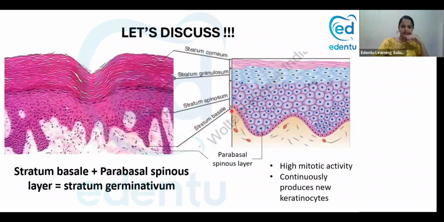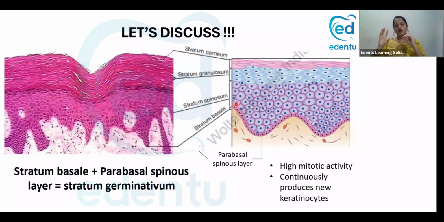So these basal layers have high mitotic activity, and high mitotic figures are present. Along with it, the layer that is present just above the stratum basal, I'm marking it with my pointer, this layer, is included in the spinosum layer only, but we can call it the parabasal spinous layer also. Parabasal means just above the basal layer, so it is called parabasal spinous.